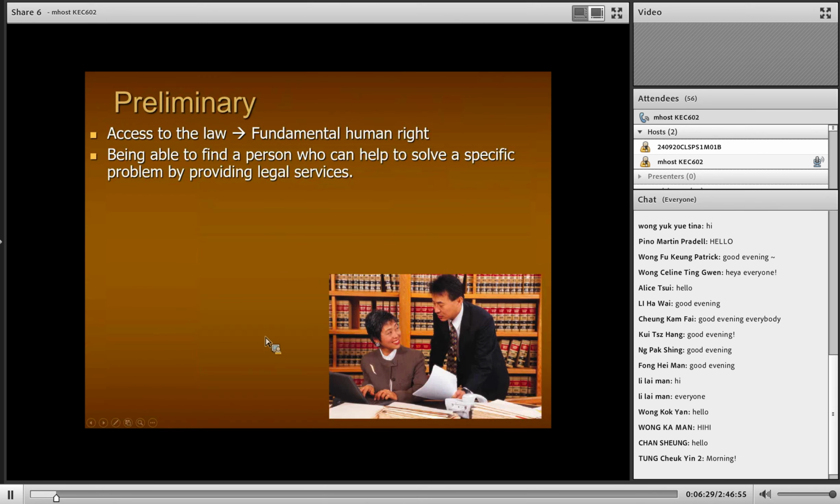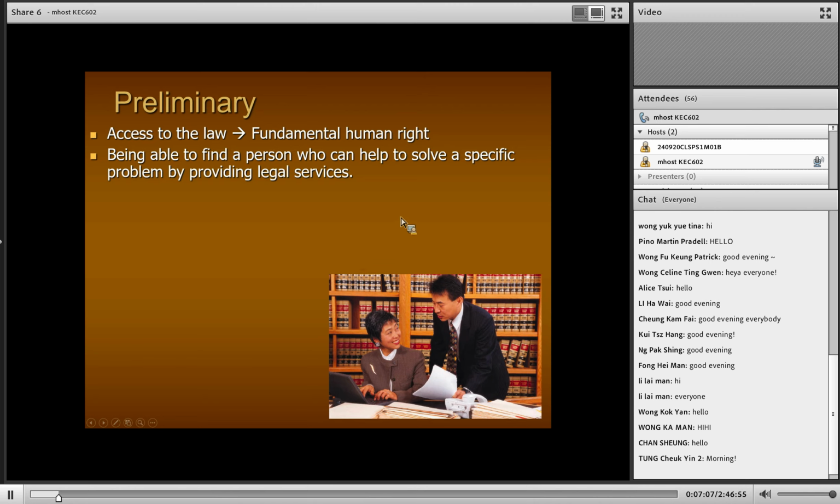The first one is about access to the law. Access to law does not mean access to law books. In fact, everyone can have access to the law books, to legal information. Whenever you have the internet, you can always have access to the legislation or case law. But the term access to the law means access to legal service. It's a fundamental human right. It means being able to find a person who can help to solve a specific problem by providing legal services.